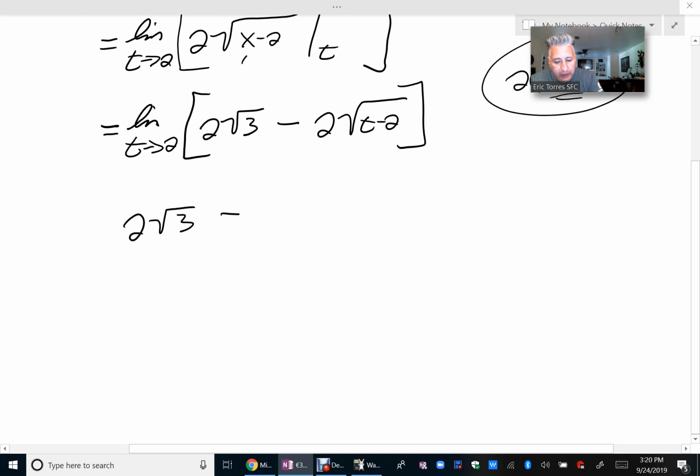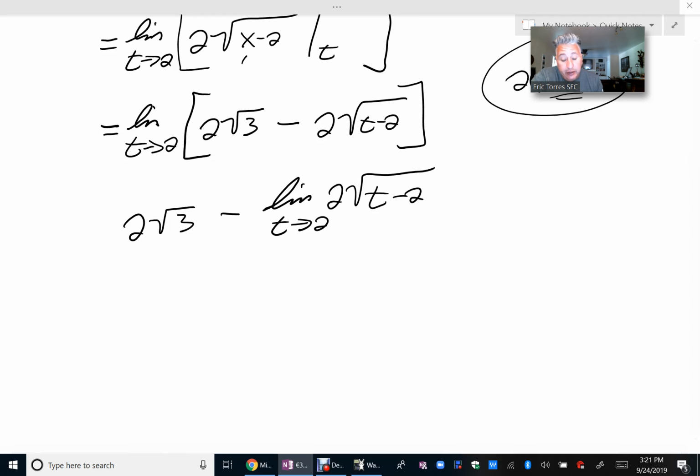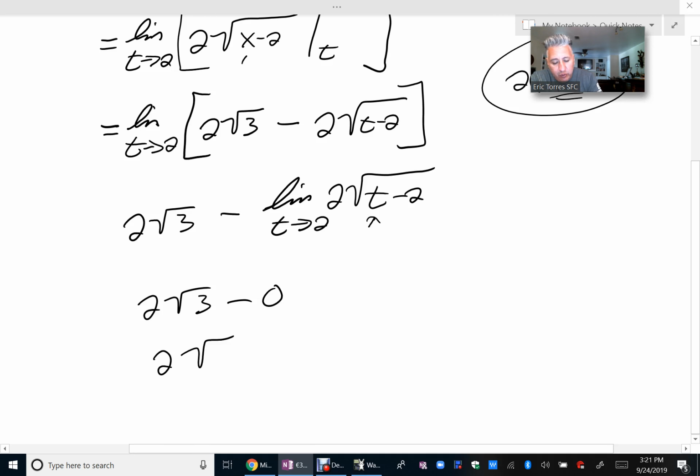Let me go ahead and rewrite that for just a second before I evaluate it. And what you want to notice is this is now defined at t equals 2, so I can use direct substitution and plug in my 2. 2 minus 2 is 0. So all of this becomes 0. And I end up with 2 square root 3 as my final answer.